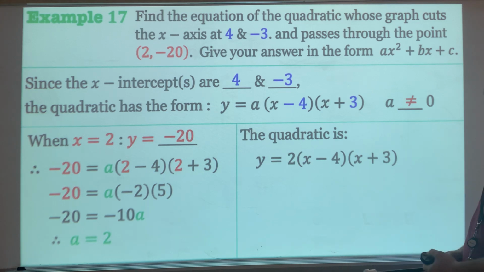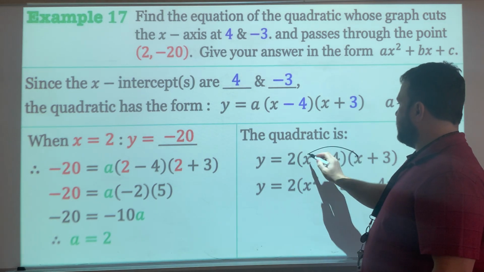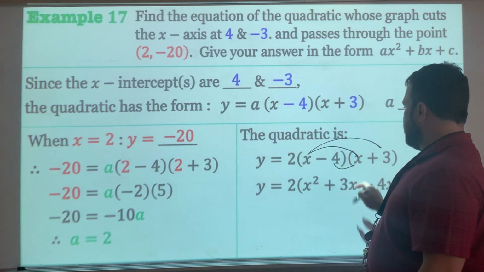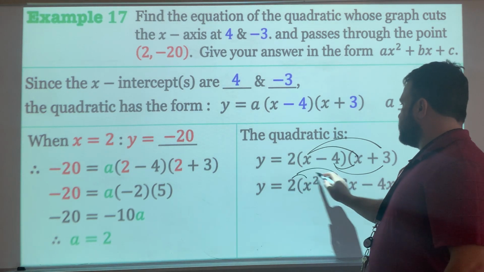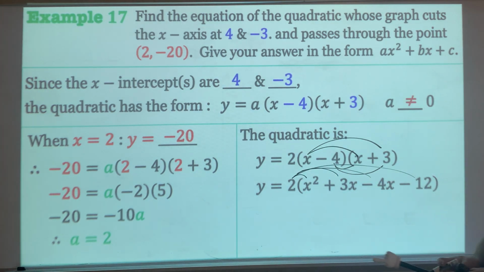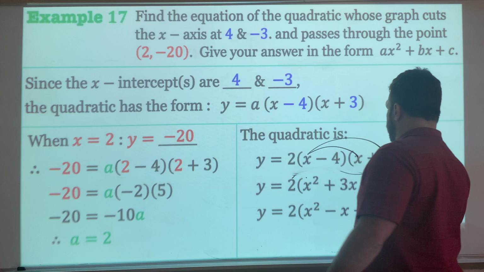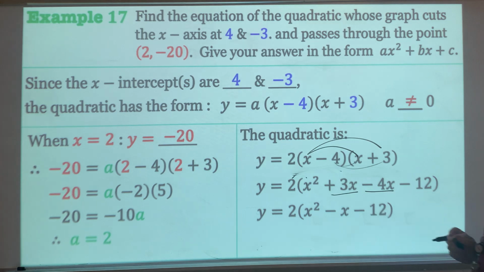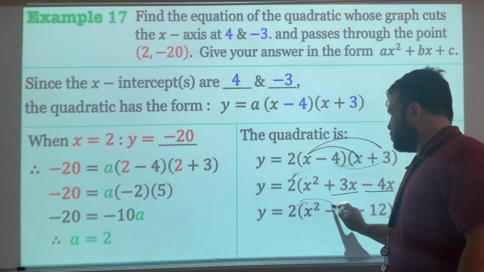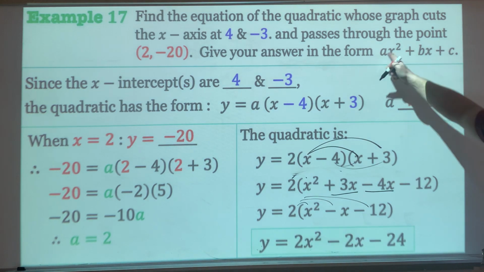You're going to have to FOIL. So the first step here would be to take this, x times x is x squared, x times 3 is plus 3x, minus 4x, minus 12. All right? Step 1. Then, you're going to distribute this 2 to all of those things. So you get 2x squared, oh, sorry, not yet, I'm not distributing yet. Go back. 3x minus 4x is negative x. Now I distribute. 2x squared minus 2x minus 24. And there you go. ax squared plus bx plus c right there.